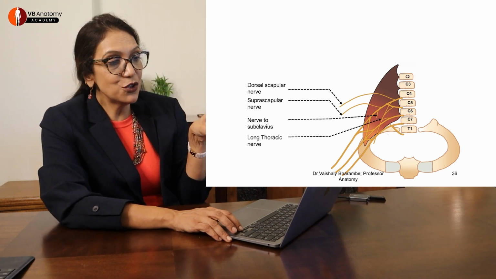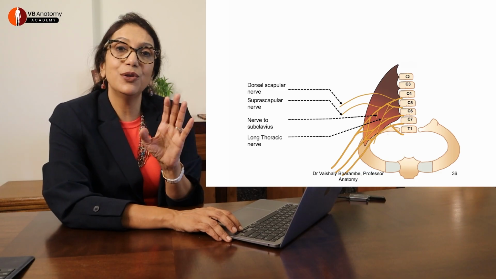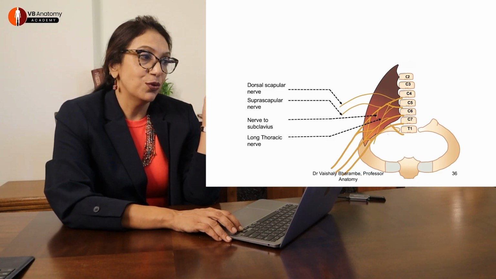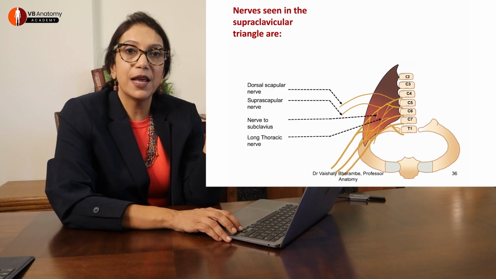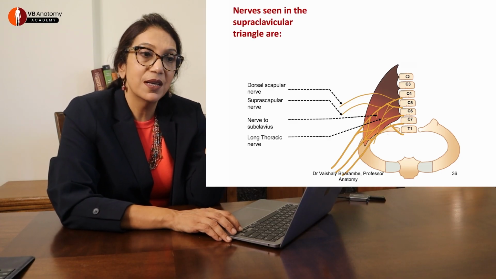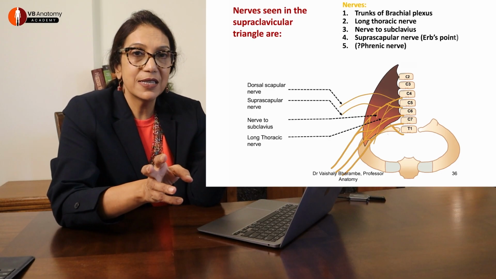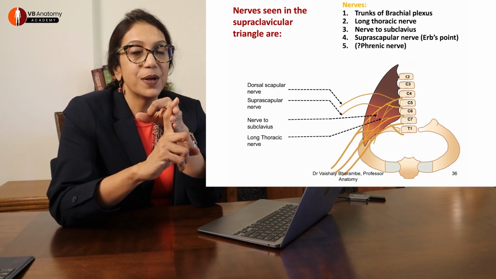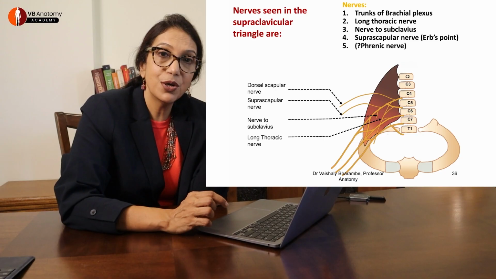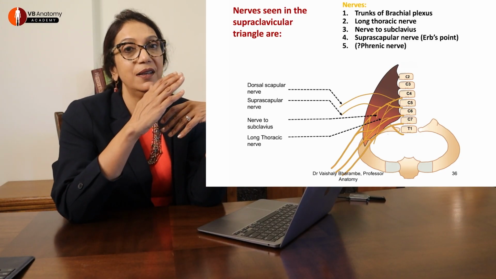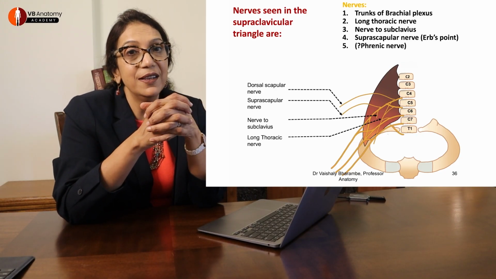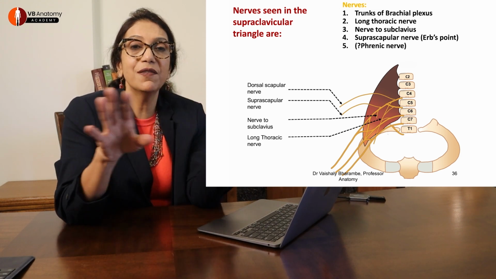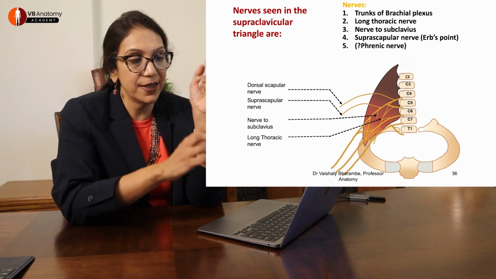Now imagine which of these are actually coming in your supraclavicular triangle. Group them together. So summarize, nerves seen in supraclavicular triangle are as follows. Trunks of brachial plexus, long thoracic nerve of Bell, nerve to subclavius, and suprascapular nerve. Why not the dorsal scapular? Because it's going higher and will be seen in which triangle? Occipital triangle. Brilliant. So we are done with the nerve content of supraclavicular triangle.